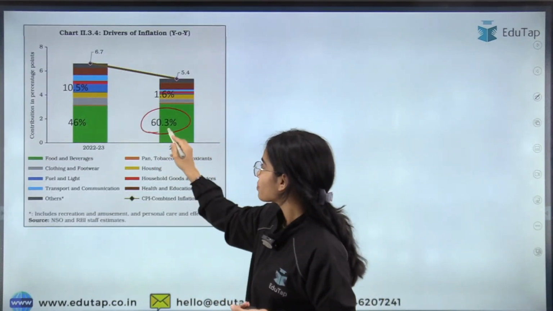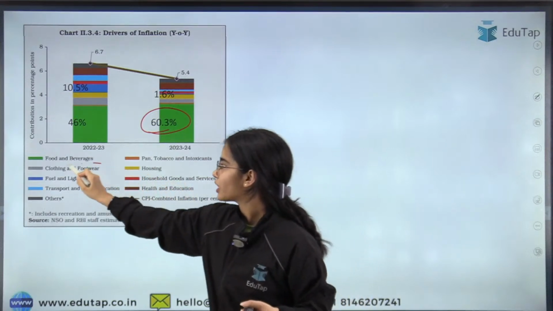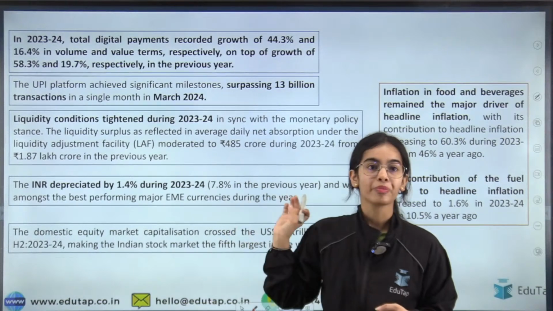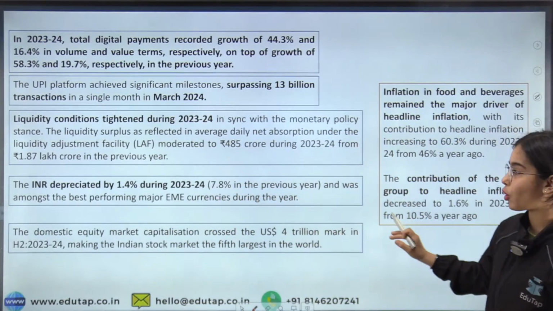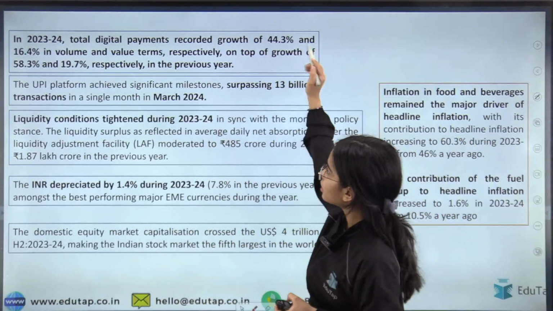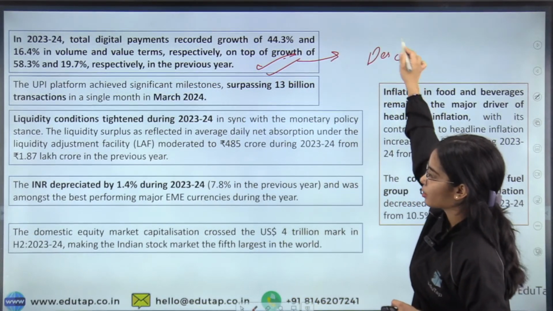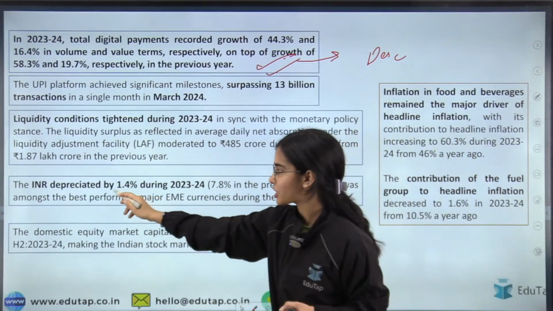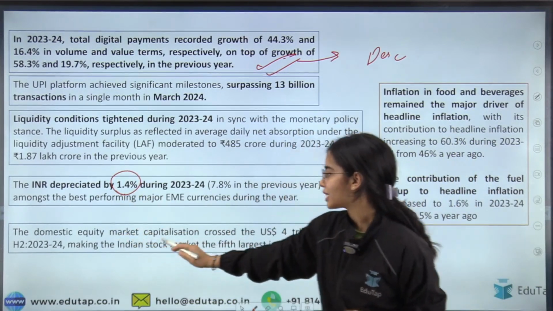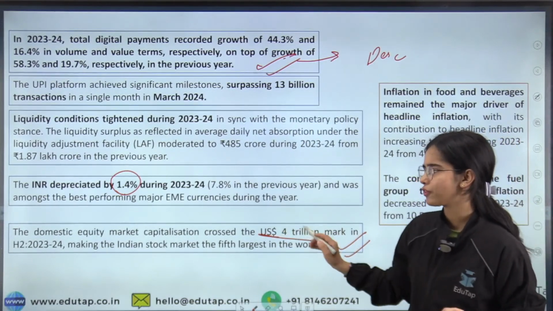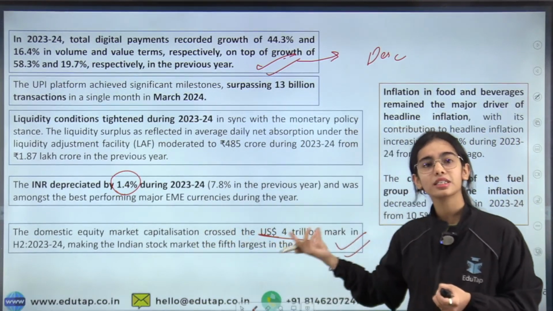So 60.3% of the contribution is from food and beverages in the inflation rate in 2023-24. This is the data point that is important, especially from the descriptive answer writing point of view. The INR has depreciated by 1.4%, and this is important. You can use this data point of the domestic equity market in descriptive answer writing.